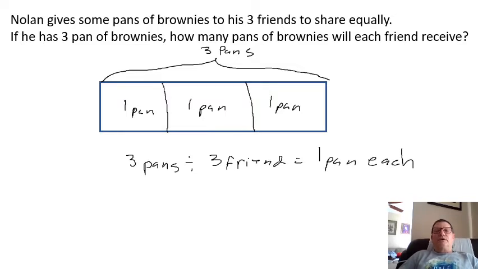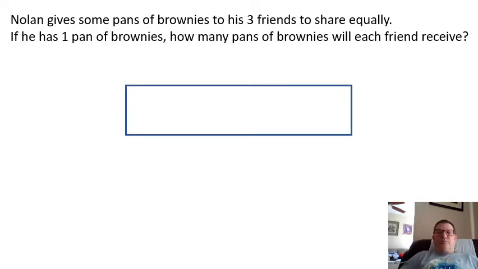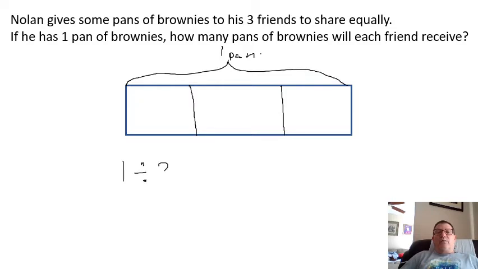All right. On this one, we've changed the problem just a little bit. This time, it says that we still have 3 friends, but now we're down to 1 pan of brownies. Still working with whole numbers, and he still has 3 friends. So we can see that 1 pan divided by 3 friends would equal 1/3 pan each. So this would be 1/3 of that 1 pan, 1/3, and 1/3.